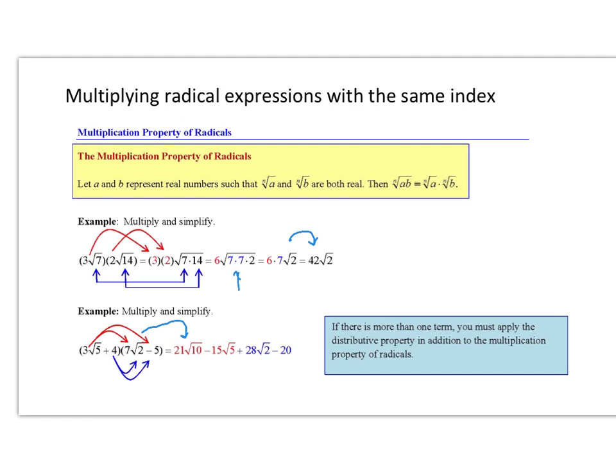Square root of 3 times the square root of 5 times a minus 5 is nothing more than 15, right? 15 square root of 5. And then we go to the next term. 4 times 7 square root of 2 is nothing more than 28 square root of 2. And finally, we have 4 times a negative 5, which is minus 20. So in this particular case, these are the final results for multiplying the two expressions together.